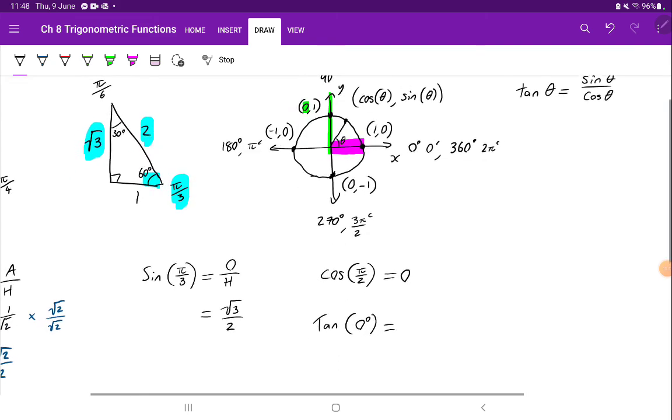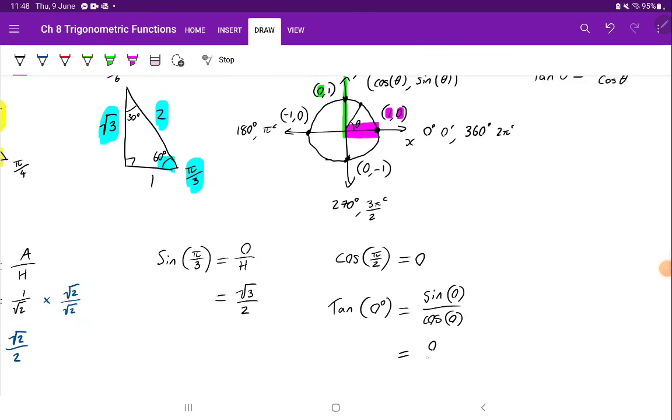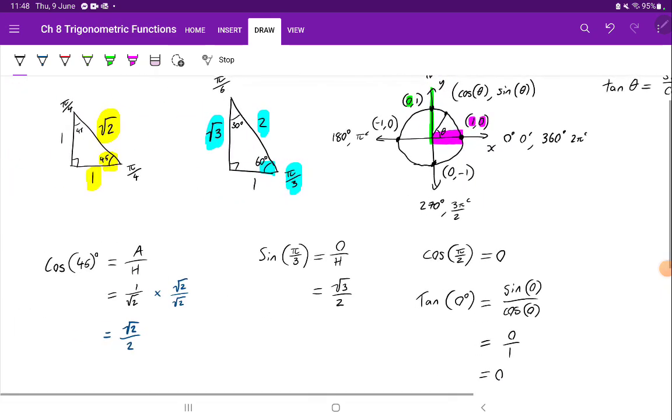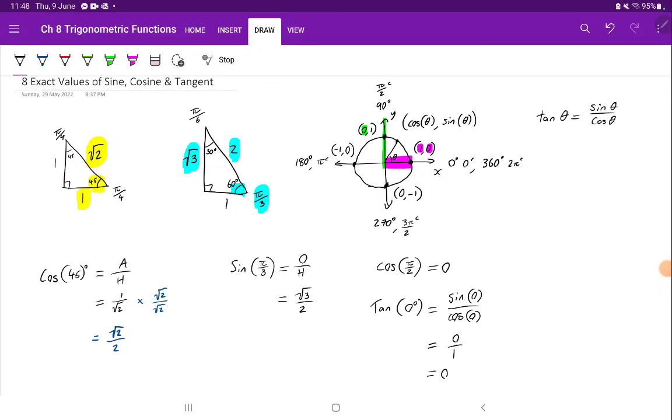Alrighty, so if we've got the tan of 0 degrees, well, we can just work out the sine of 0 and then divide that by the cosine of 0. So the sine of 0 is going to be 0. The cosine of 0 is going to be 1. So it's going to be 0 over 1, which is 0. So here is how we can actually do these exact values. Now, over time, we're going to learn some strategies to make this a little bit faster. However, at this point, we just need to be able to calculate them.